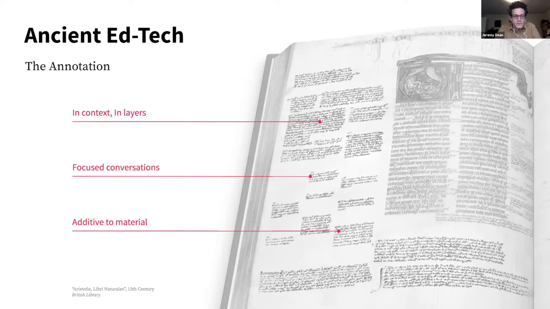It's an ancient education technology. The annotation helps readers better comprehend material, break apart difficult language, gloss new concepts and new vocabulary, new allusions, and also helps readers begin to critically think about what they're reading and start to add their own voice to the conversation that is learning, that is knowledge production.